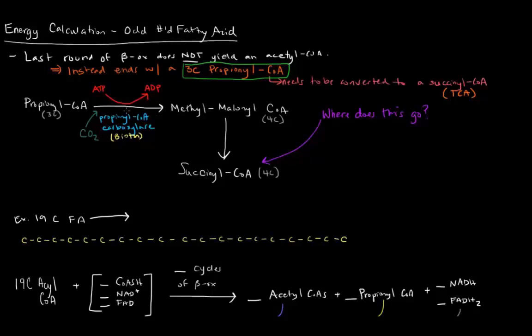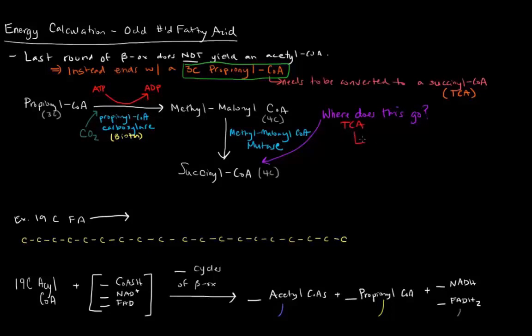Once we do that, we create methylmalonyl-CoA, which is a 4-carbon molecule that is then converted into succinyl-CoA, and the enzyme that does that is called methylmalonyl-CoA mutase. So now, once we have the succinyl-CoA, where does this go? Well, we've answered that already. It goes to the TCA cycle.